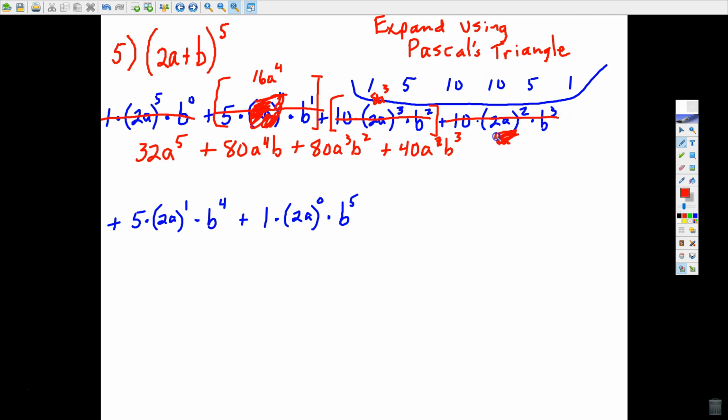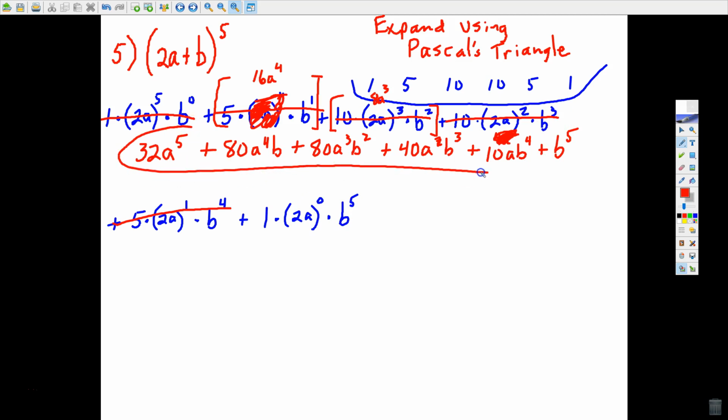All right. Now I'll just go ahead and keep doing my answer going this way so we can put it all on one line. 2a to the 1st, that's not too bad. Most people will get that right because that ends up still being 2a. And 5 times 2a times b to the 4th, that's 10ab to the 4th. 5 times 2 is 10. And then finally we end up with 1 times 1, anything to the 0 power is 1, times b to the 5th, and that is b to the 5th. So this ends up being my final answer.